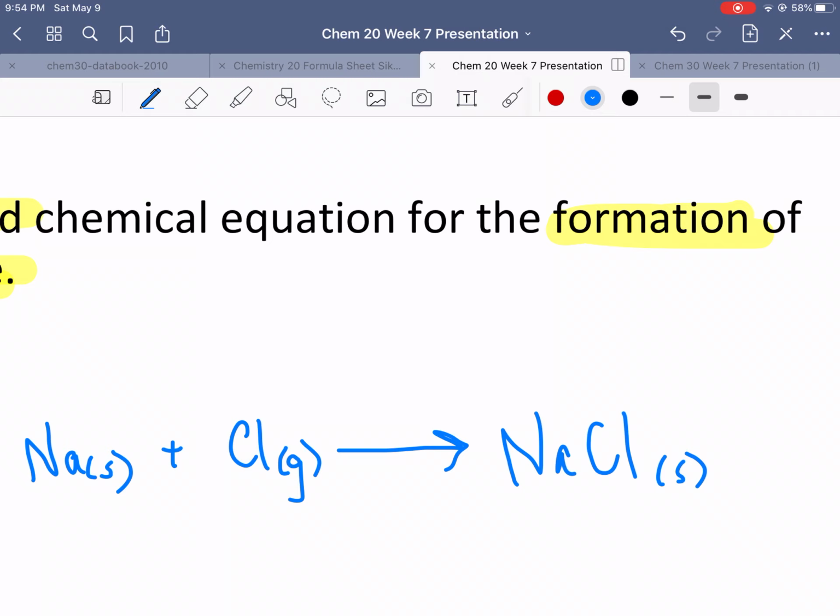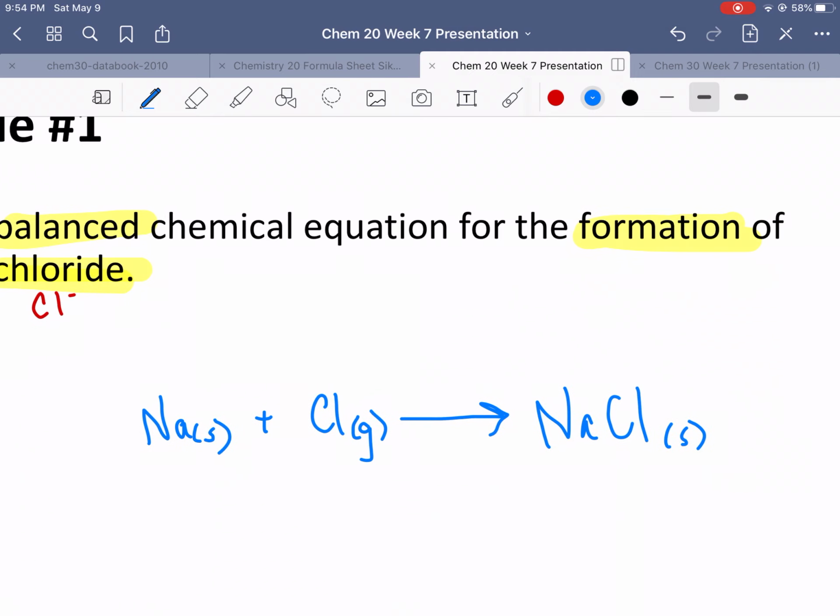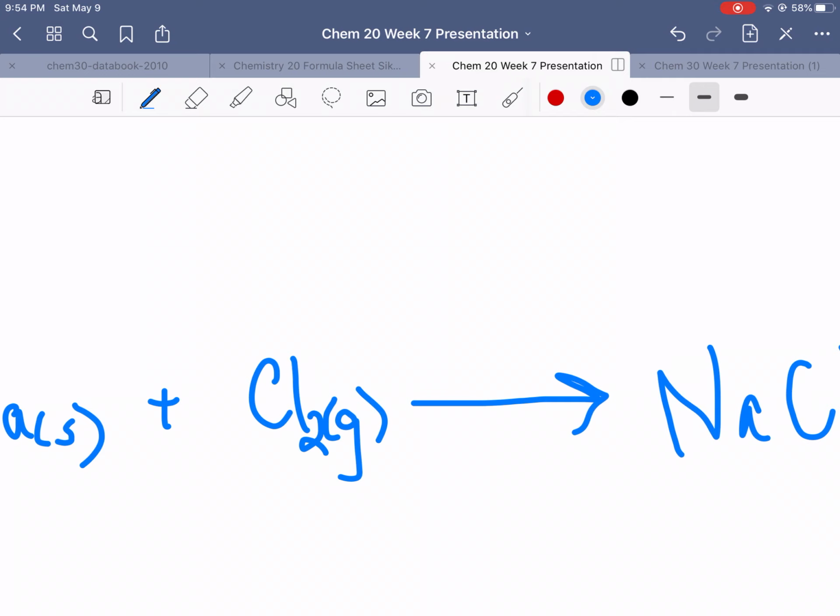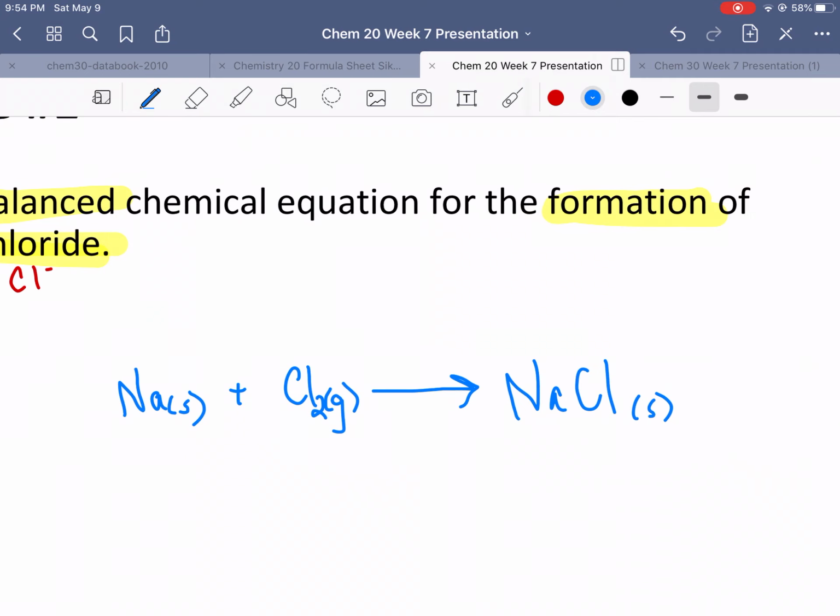This is table salt, guys. We're taking a shiny metal and a gaseous poisonous substance and turning it into salt, right? Reaction. You start with one thing, you end up with something different. Now, don't forget with chlorine, it is diatomic, so you need to have the 2 there, absolutely essential.